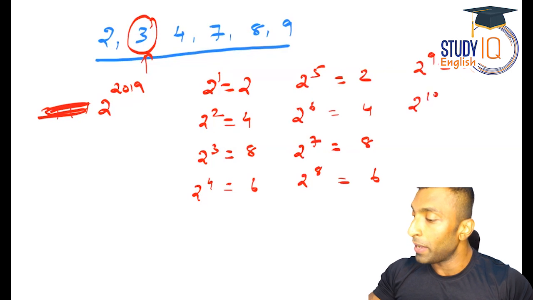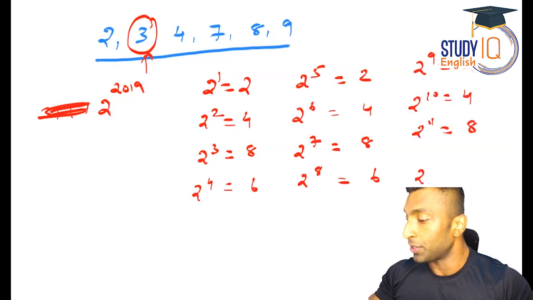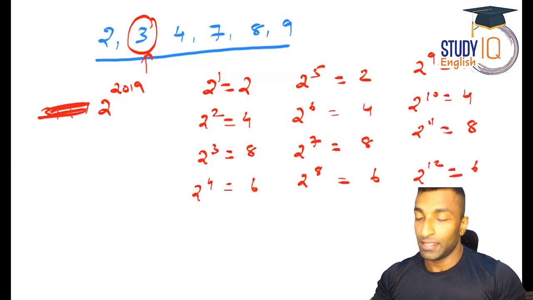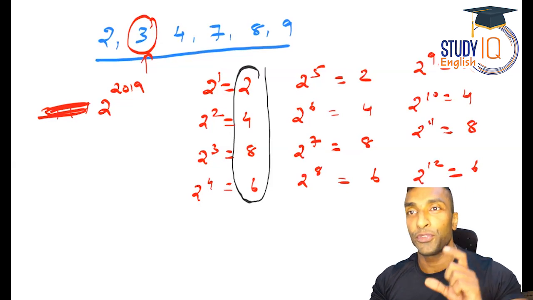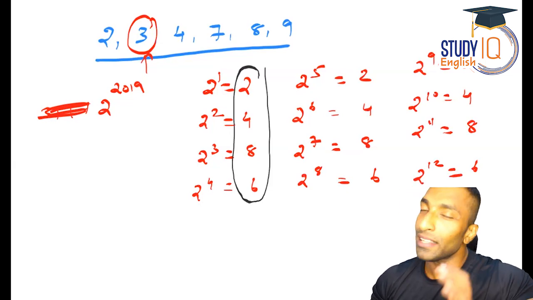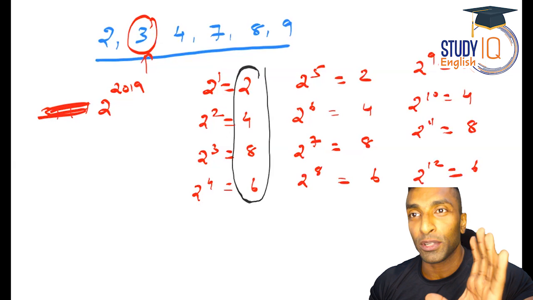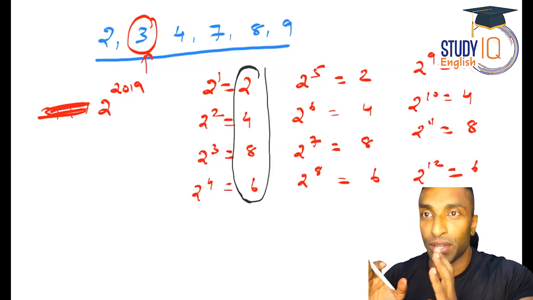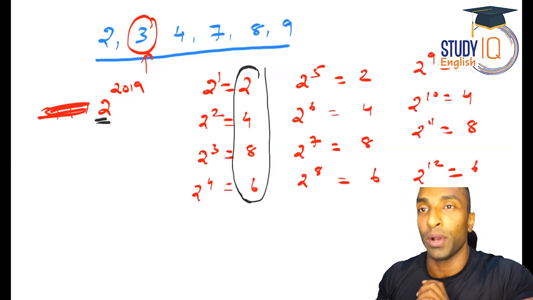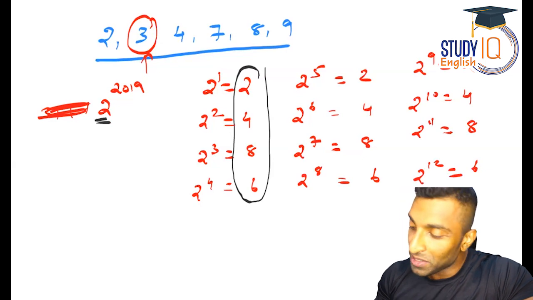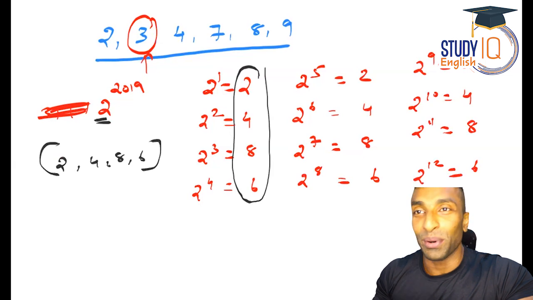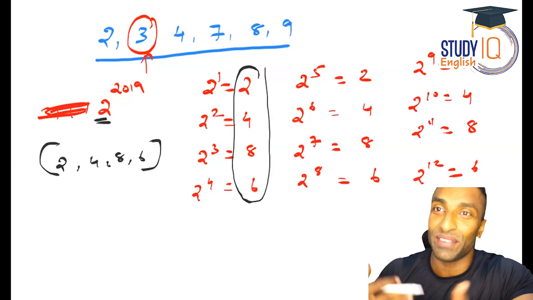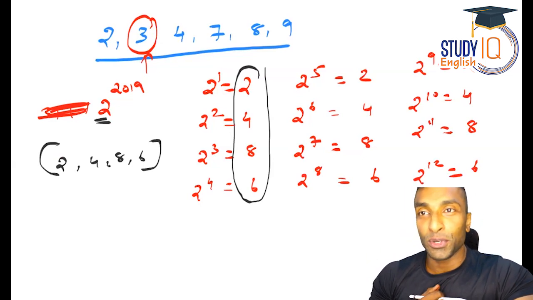2 raised to 10 will be 4. 2 raised to 11 will be 8. 2 raised to 12 will be 6. Guys, what you can see here is, what are the possible answers? 2, 4, 8, 6. These are the only 4 possible last digits which you can get if the number is ending in 2. And your options are definitely going to be 2, 4, 8, 6. That's the way they make it difficult, right? So this is going to be your answer.